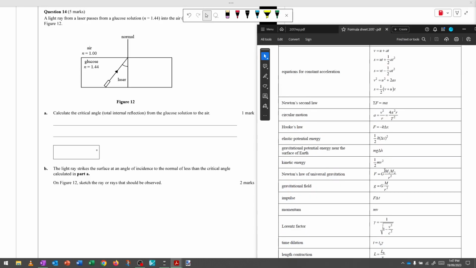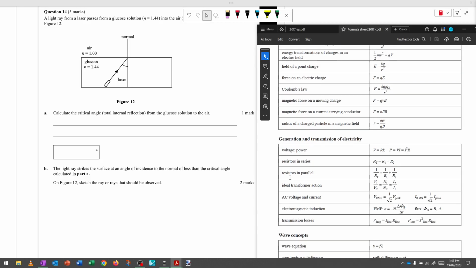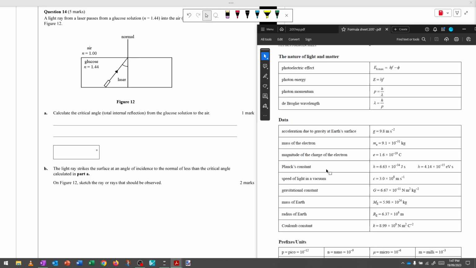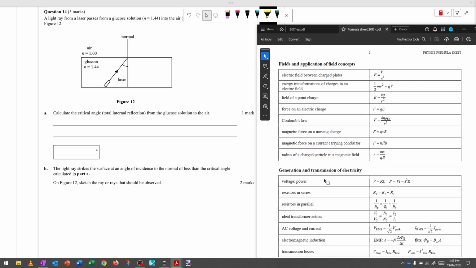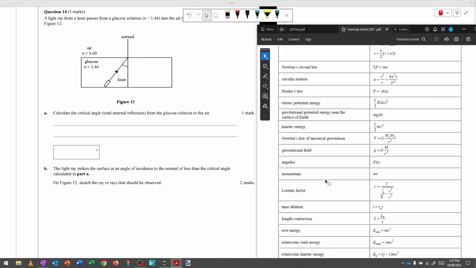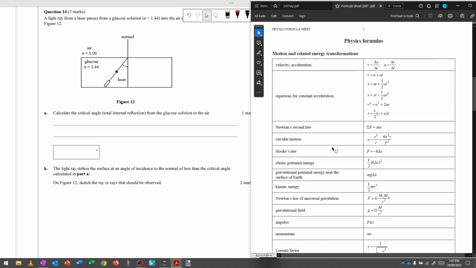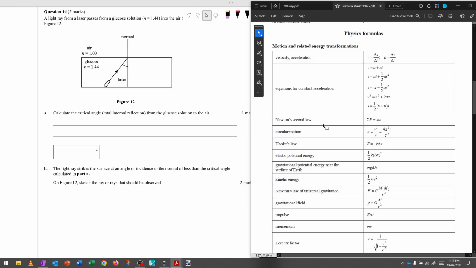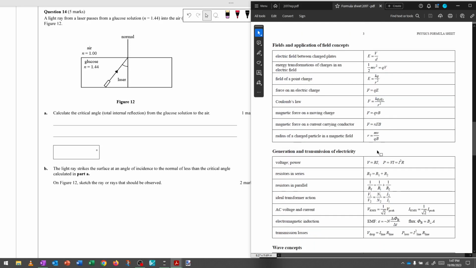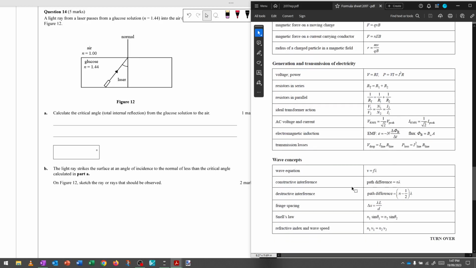Just trying to see which page it's on. What? Where's Snell's law? Why don't I have Snell's law on here? Do I have the wrong formula sheet? Okay, oh no, there it is. Alright, n1 sine theta 1 equals n2 sine theta 2.